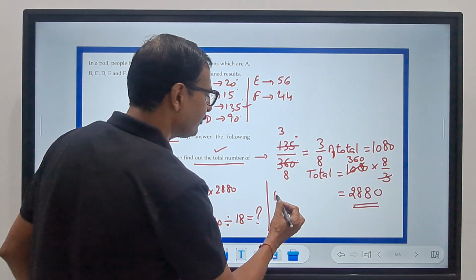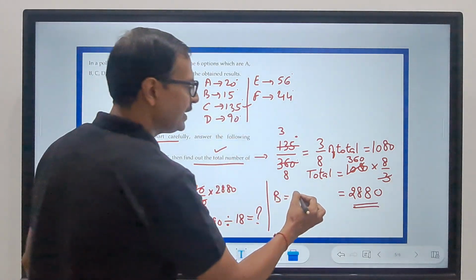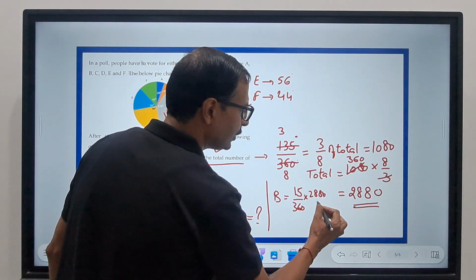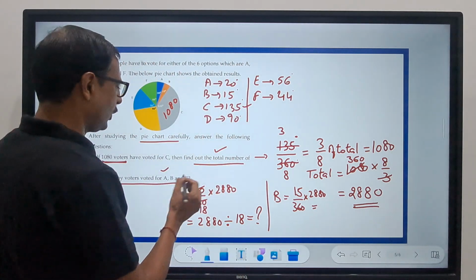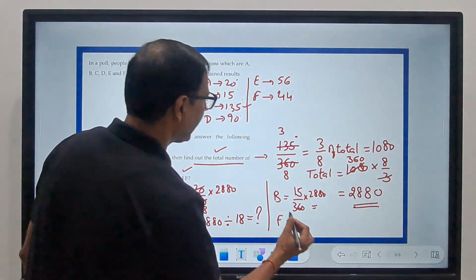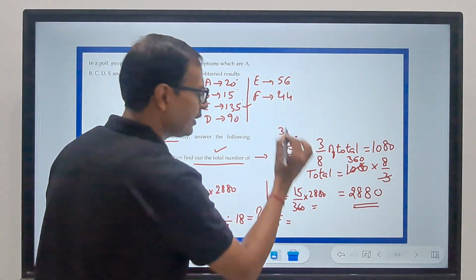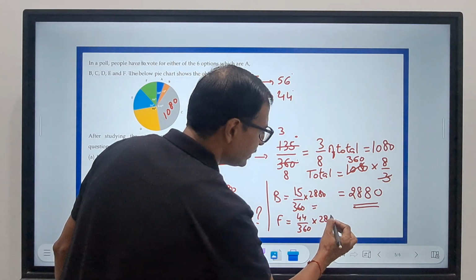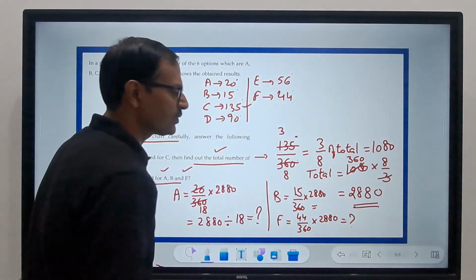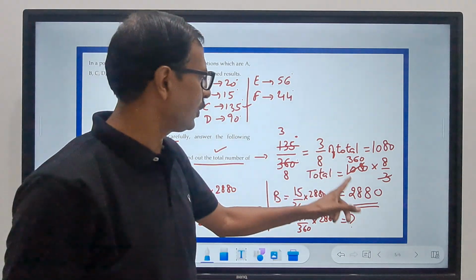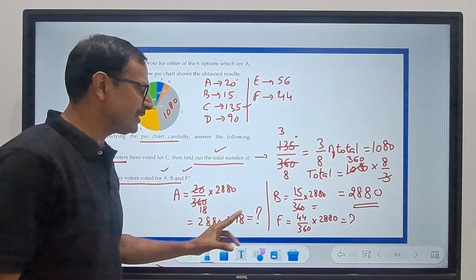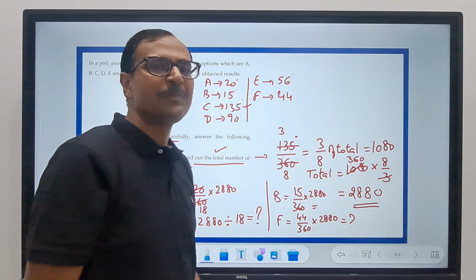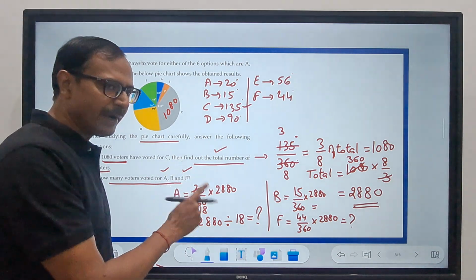Likewise, if you have to find for B, what is the angle? B is 15 out of 360, and multiply that by 2880. You can find this. And corresponding to F, similarly, the angle for F is 44 degrees. So 44 upon 360 into 2880 will give you the voters for F. So I have found out one of these for you, and the remaining 3 calculations I have left for you as DIY. You need to post the comments here: how many voters correspond to A, B and F.